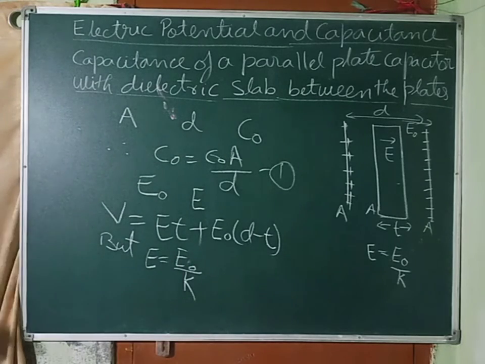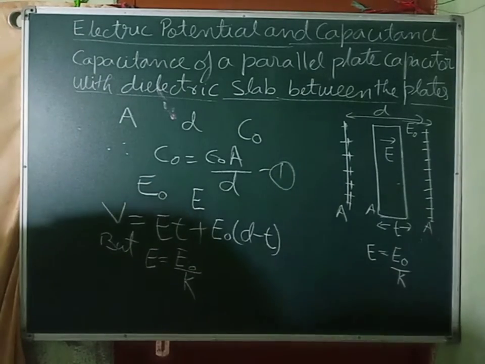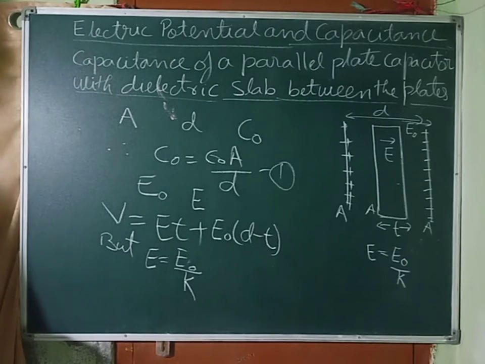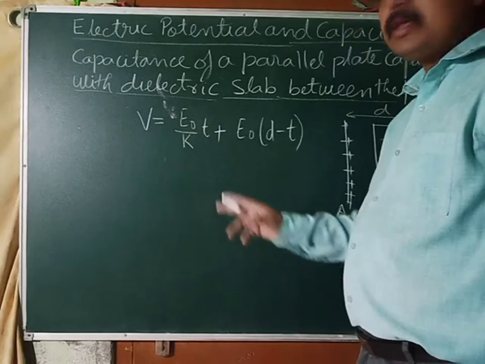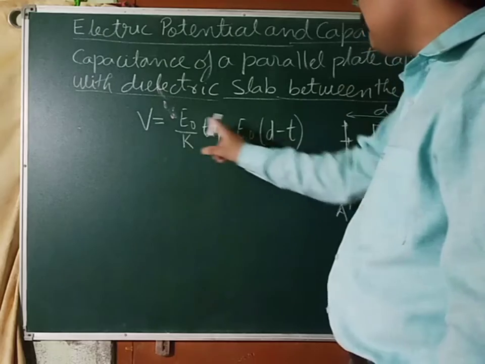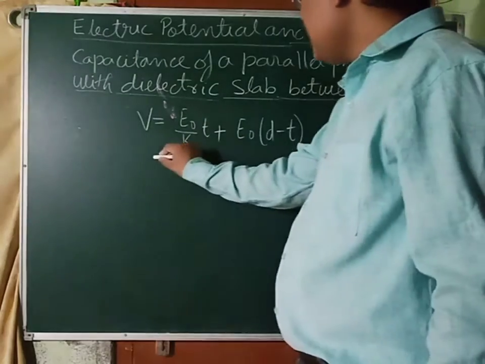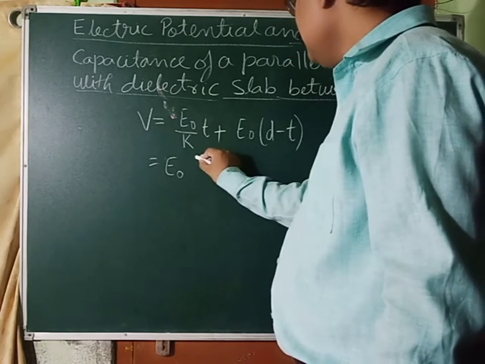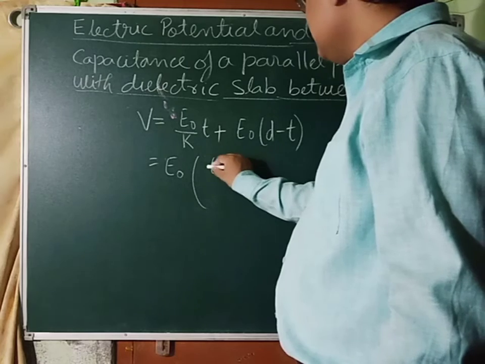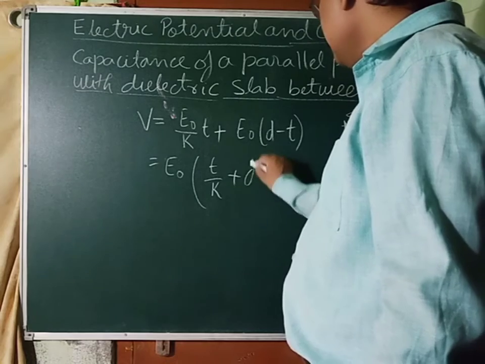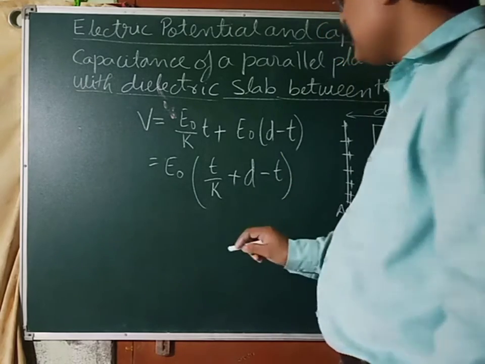Okay, now we can put this value over here. If we put this value, what will we get? For that I need to rub this. So the expression of potential difference, we get this much. Now from here we can take E naught common. So we are going to take E naught common. What will we get? Let's see. We are going to get T by K, rather it is capital K, plus D minus T. That's what we are going to get.